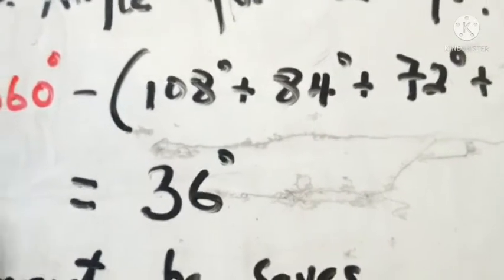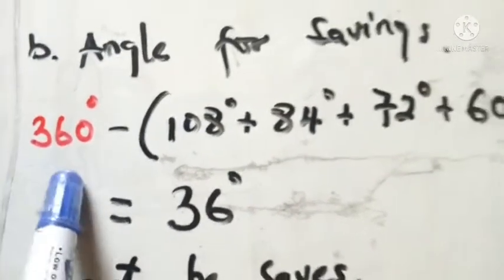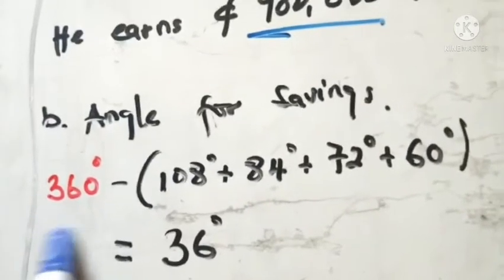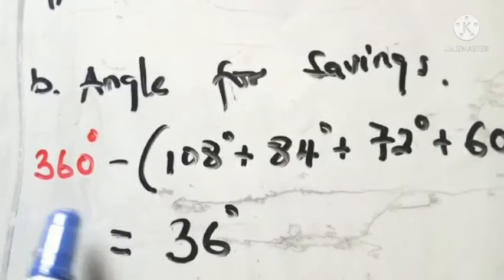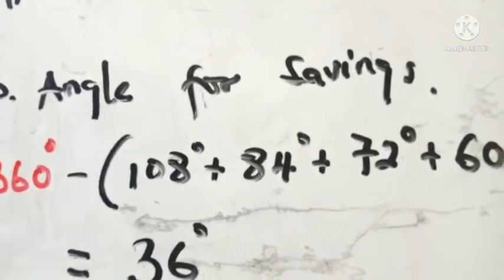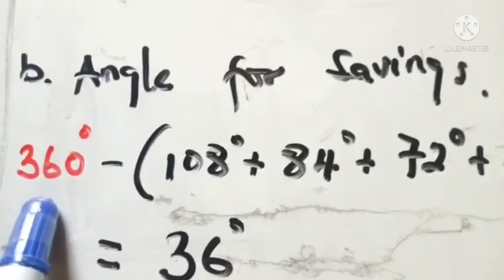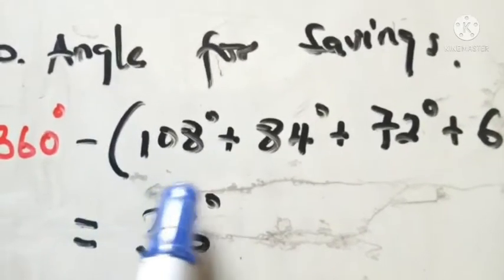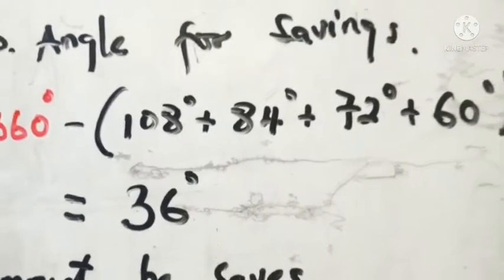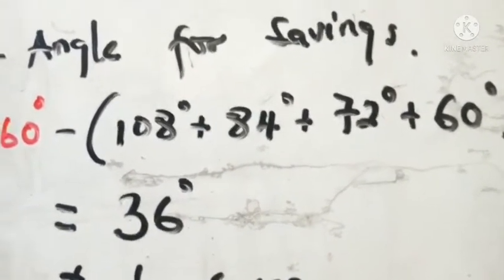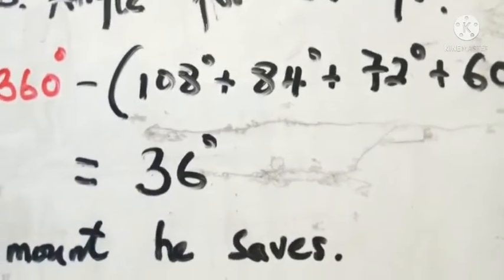Right? So 360 degrees, this is what we know. This is our starting point. We know that everything has to add up to 360 degrees, and then just one portion is missing. So what you have to do is take this 360, and then subtract from it what is available. That will give you the missing portion, right? Okay. So when you subtract that, you arrive at 36 degrees.